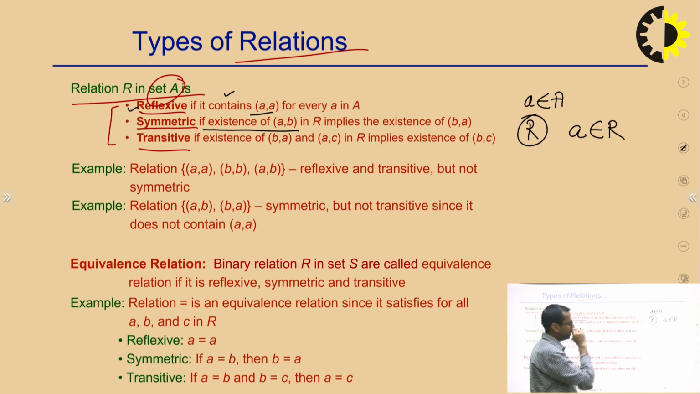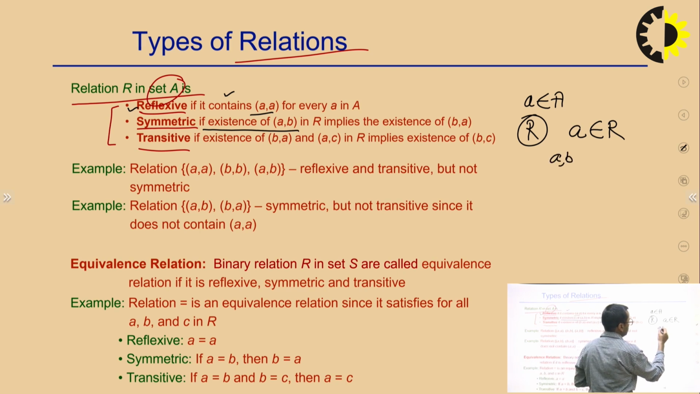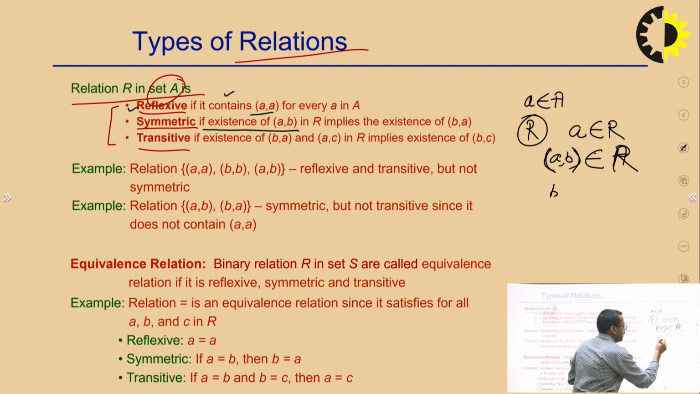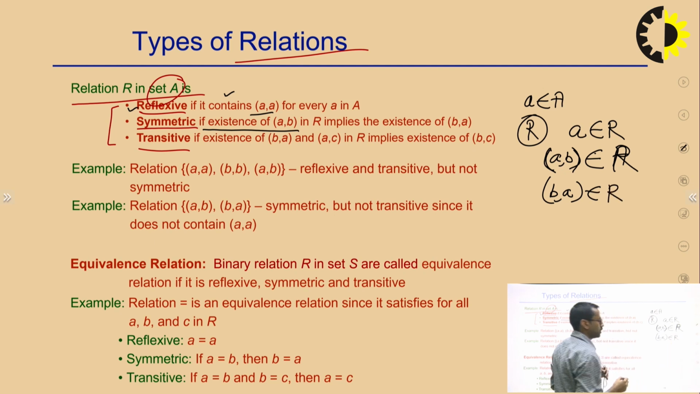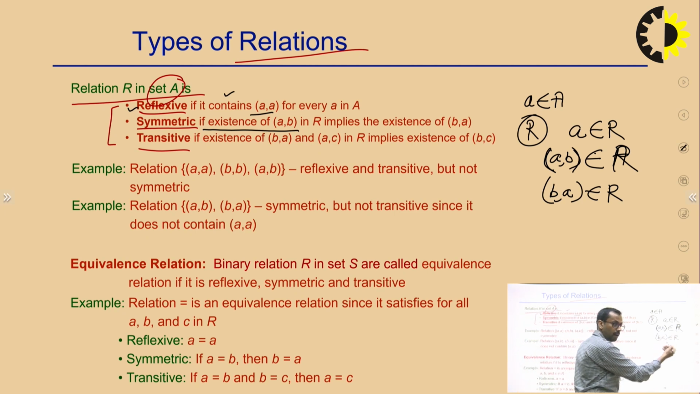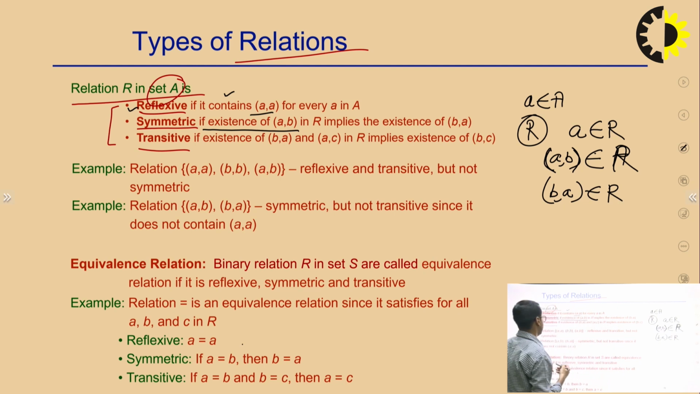that means if the ordered pair (a, b) exists in a relation R, then (b, a) should also exist in R. That is the particular case, that if an ordered pair exists, its reverse should also exist in the relation. It is called the symmetric condition.